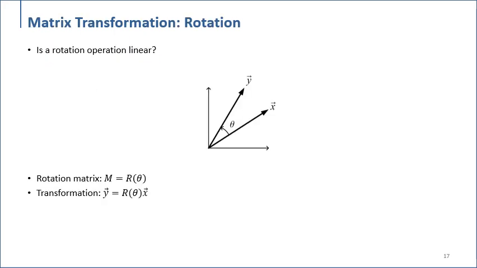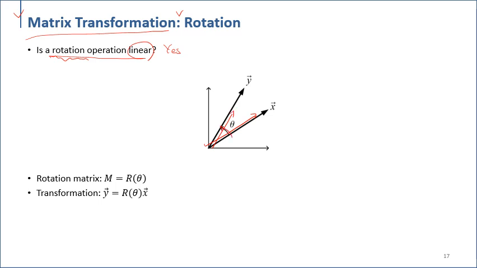From now on, let's take a couple of examples of matrix transformation. The first example is rotation. Is a rotation operation linear? The simple answer is yes. So the question is then, how can we obtain the linear transformation to rotate one vector to another vector?